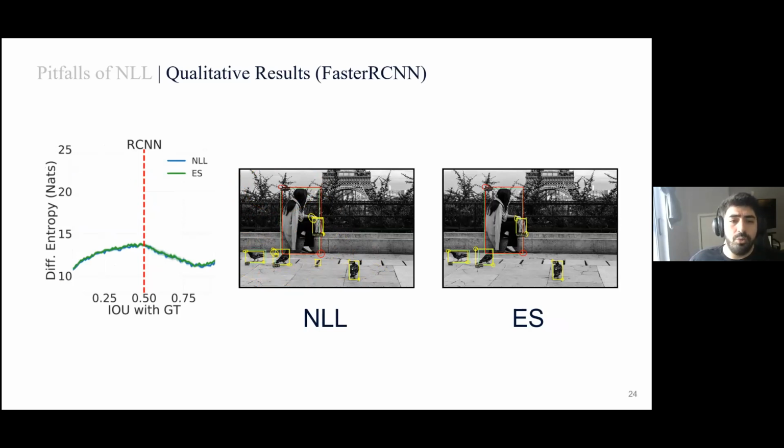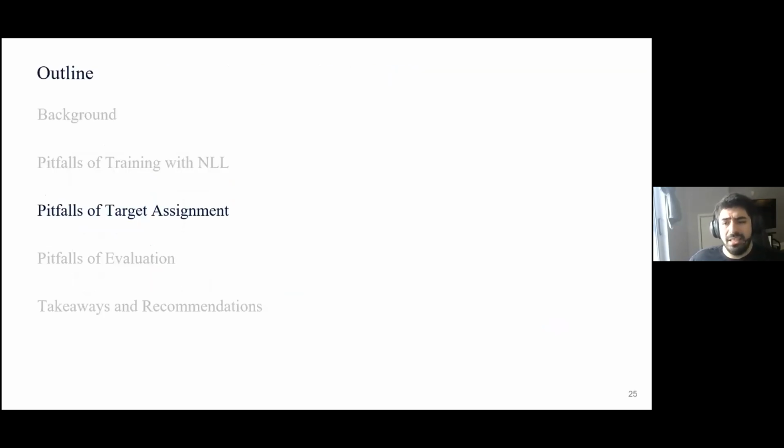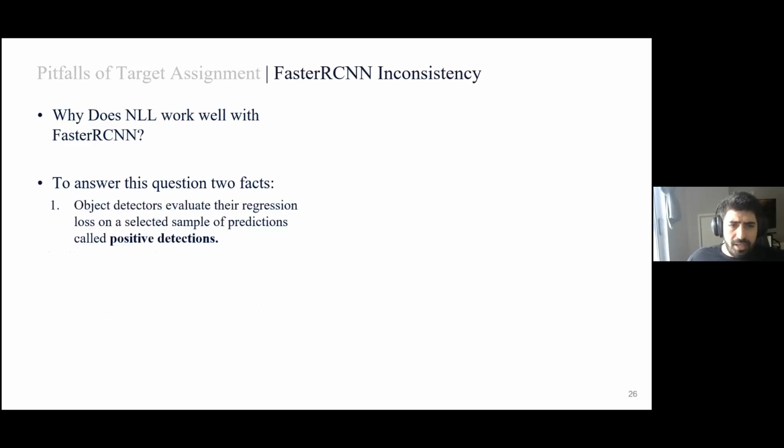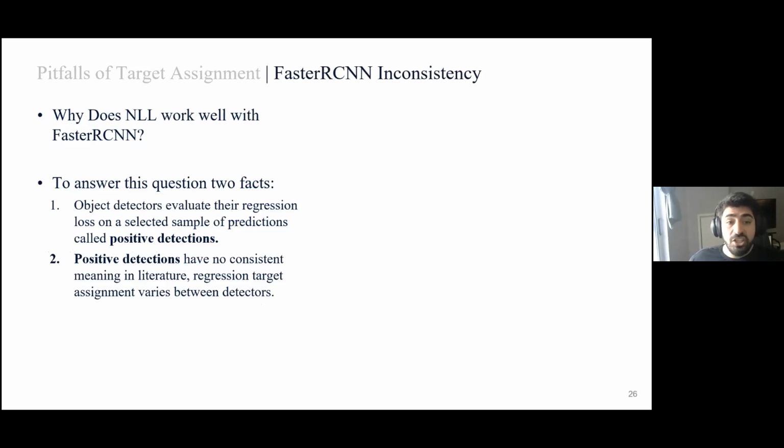We discover that this is founded in how object detectors evaluate the regression loss during training. This is referred to as regression target assignment. So we need to state 2 facts about object detectors first. Detectors evaluate their regression loss on only a selected subsample of their total predictions. These are called positive detections. Usually, what determines a positive detection is the error. However, there is no consistent definition for positive detection. Each architecture uses a different definition of positive detections.